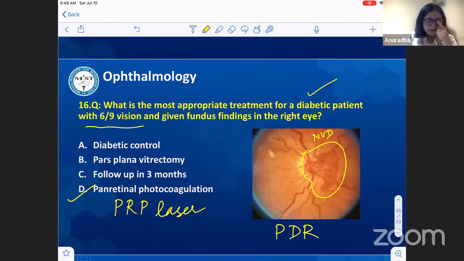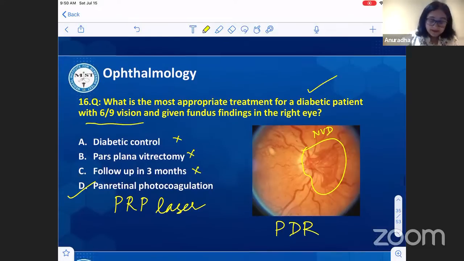Fine. Diabetic control has to be done with any kind of treatment, but that's not the only thing. No need for vitrectomy surgery at this point of time. There are different indications. Follow up in 3 months is wrong. If you leave this patient like this, the patient can develop bleeding even the next day. You don't want loss of vision to occur. So to prevent the loss of vision, you will do PRP laser.